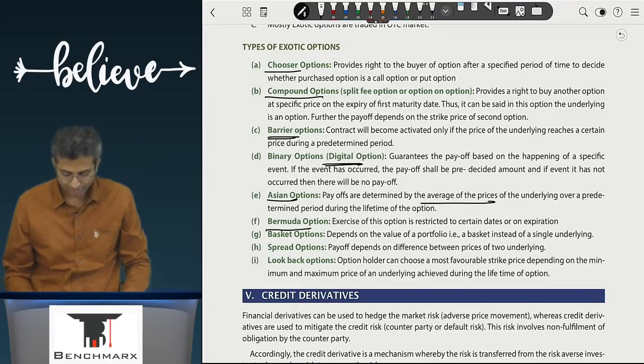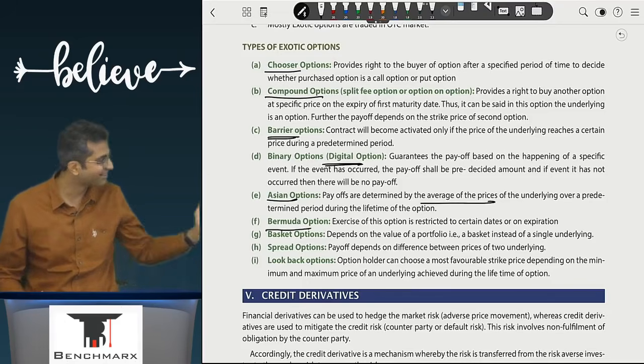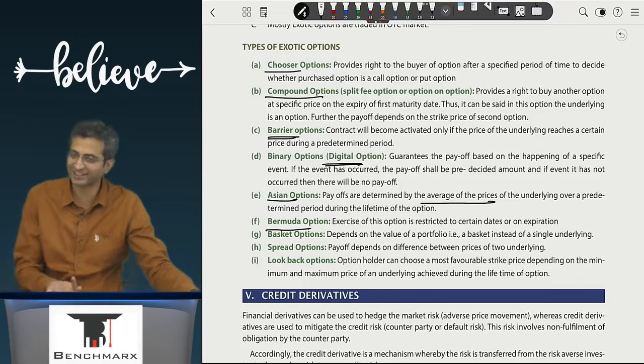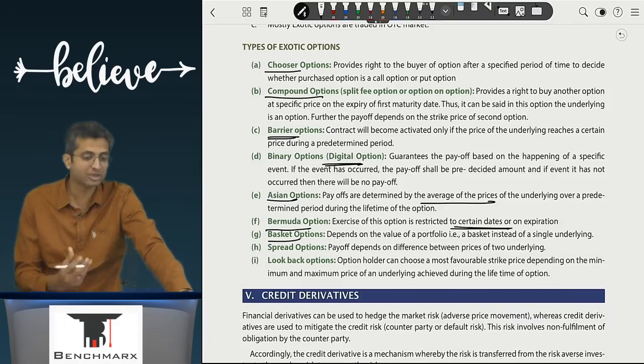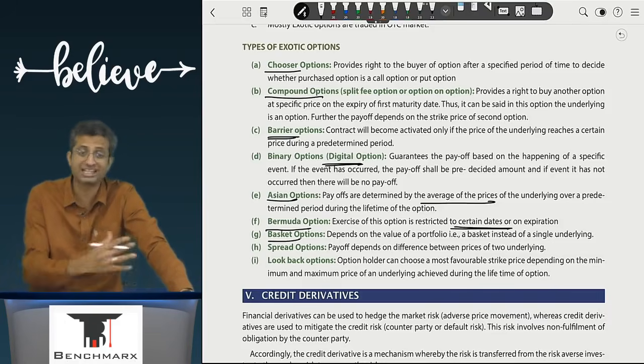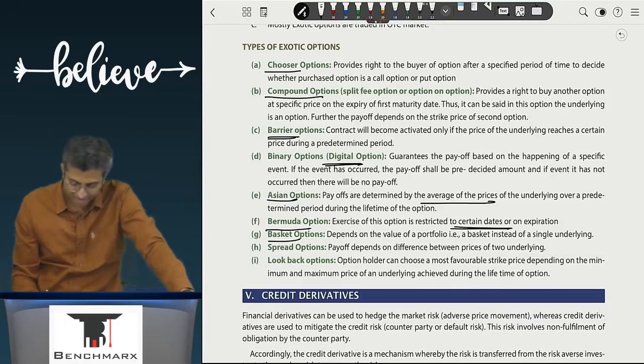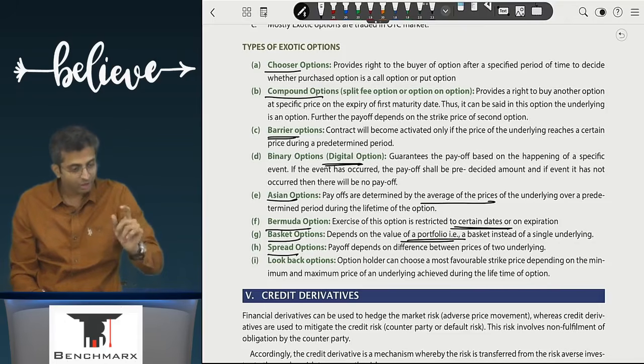Bermuda options, you can read all these and move ahead; if something comes, fine. It's an option which is restricted, where exercise can happen only on certain dates. Basket options do not have a single product. They have a basket of assets as underlying, a portfolio as underlying. Spread options, you are looking at the spread, not the price, the difference.